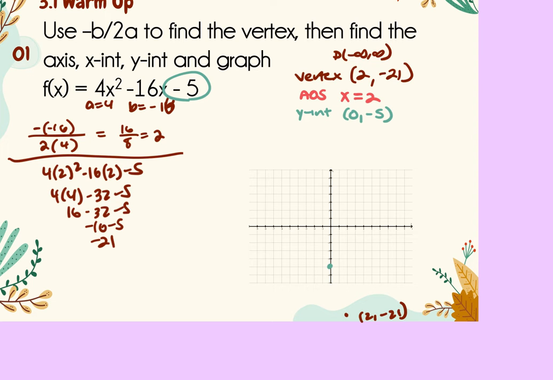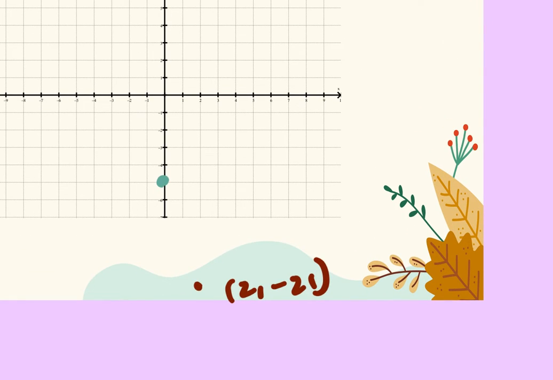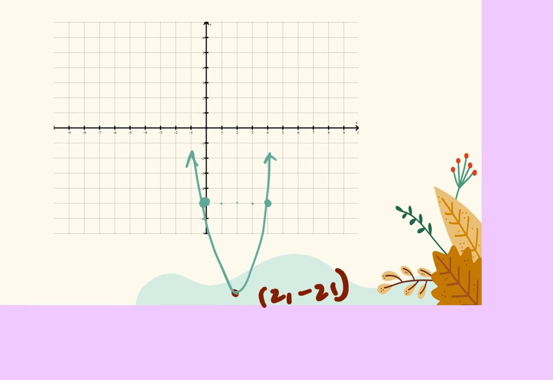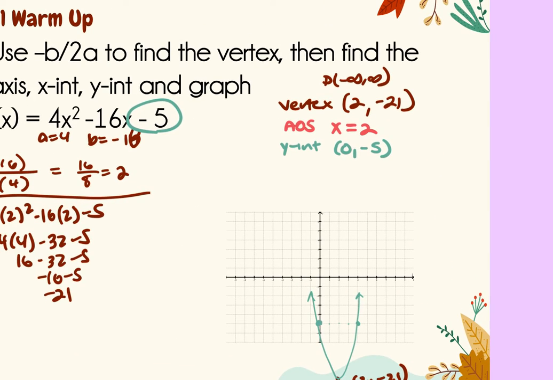Yeah. So I can reflect this point. Since you went up here and you went left 2, I'm going to go right 2, and then I can reflect that point to get the overall shape of the parabola. My range, because it points up, is from the K, which is negative 21, to positive infinity.